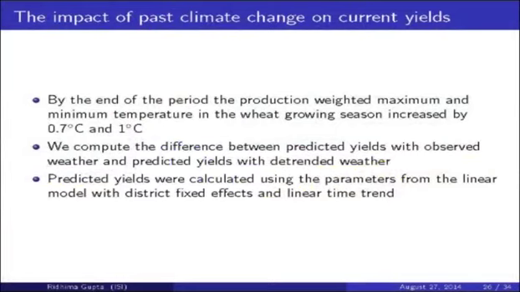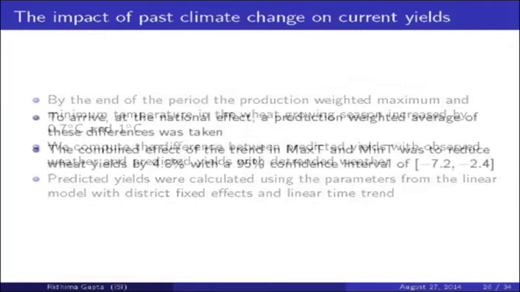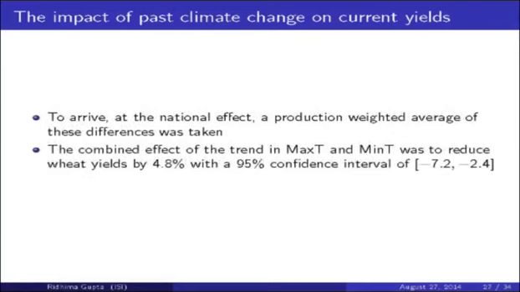So, by the end of the period, the production weighted maximum and minimum temperature in the wheat season increased by 0.7 and 1 degree Celsius. And we compute the difference between predicted yields with observed weather and predicted yields with trended weather. Predicted yields were calculated using the parameters from the linear model with district fixed effects and linear time trend in column 1. To arrive at the national effect, the production weighted average of these differences was taken. And the result was that the yields in 2009 were lower by about 4.8% because of the trend in maximum temperature. So already we have seen the impact of climate change based on this forecast.